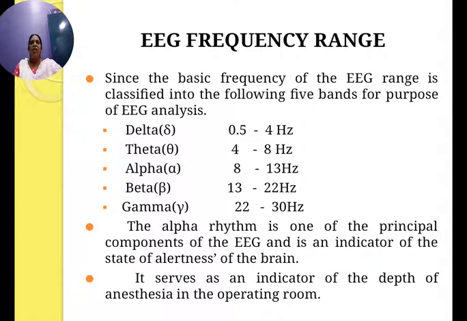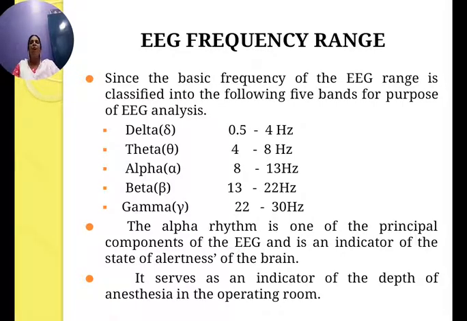Then, EEG frequency range. The basic frequency range of EEG is classified into bands for the purpose of EEG analysis. I'm sorry, we have 5 bands. Delta, the frequency range is from 0.5 to 4 Hertz. Then theta, 4 to 8 Hertz. Then alpha, 8 to 13 Hertz. Beta is 13 to 22 Hertz. And gamma is 22 to 30 Hertz.